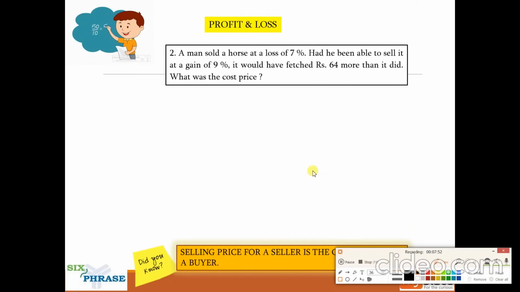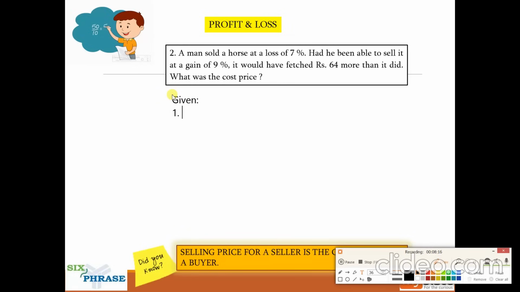A man sold a horse at a loss of 7%. Had he been able to sell it at a gain of 9%, it would have fetched rupees 64 more than it did. What was the cost price? Now again, guys, write down what is given, because it is going to tell you what you have to do next. So by writing down the given, what is the first given?